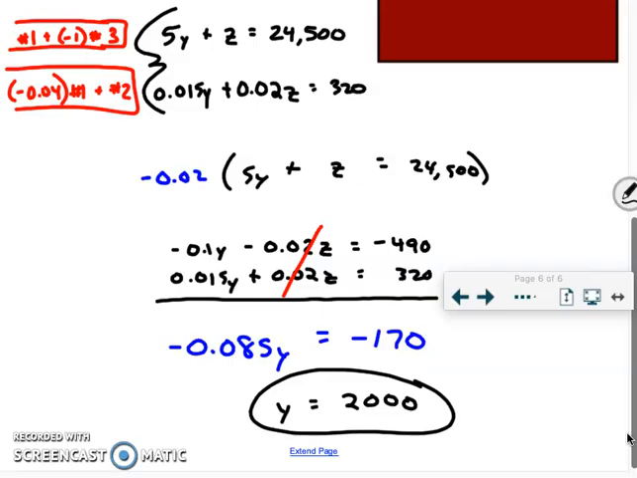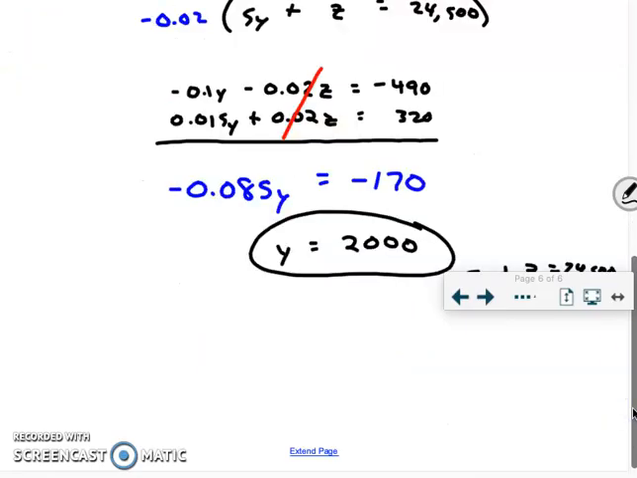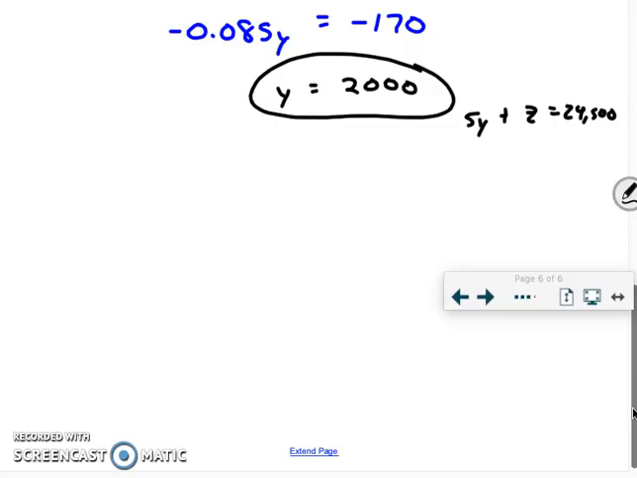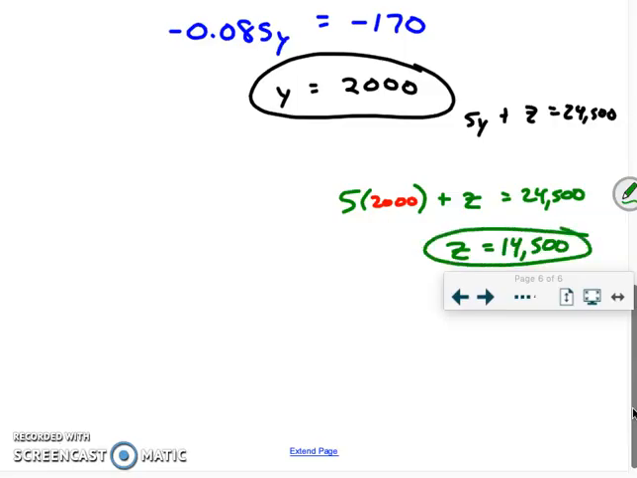Going back to my secondary system, I think that the top equation is going to be easier to work with. 5y, again, just plugging in, 5y plus z is equal to $24,500. So in working through this, again, so we can actually see it, we're going to say 5y. We already know, because we just calculated, that y is equal to 2,000. Then that is going to be, again, plus z is equal to 24,500. So in an attempt to speed this up, again, hopefully you trust me, z is going to be equal to $14,500. Again, just solving that algebraically.